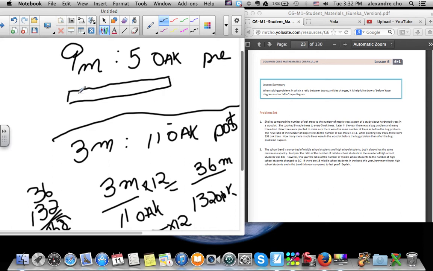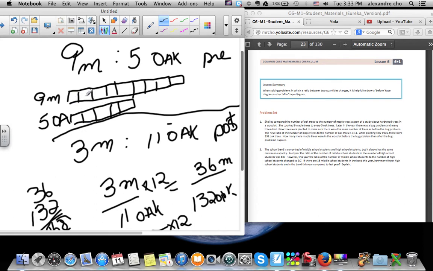And I would go 1, 2, 3, 4, 5, 6, 7, 8, 9. That would represent my 9 maple. And I'm going to do my 5 oak, all the way up here: 1, 2, 3, 4, 5. Now what I do know, and let me just write OA here so that you don't confuse that with a 0, is that there was a total of 168 trees.